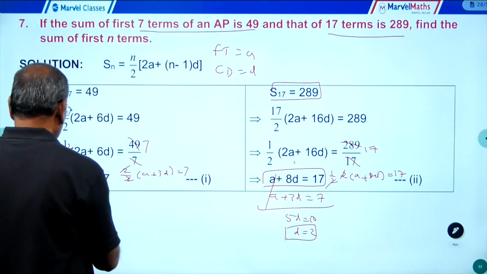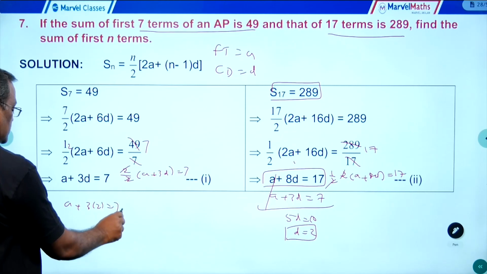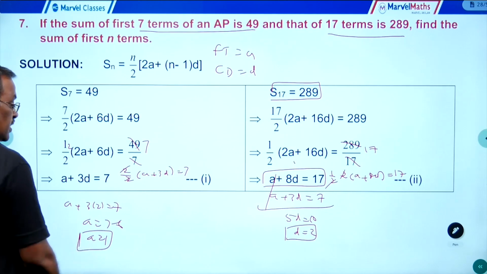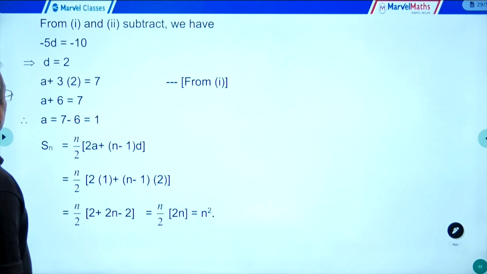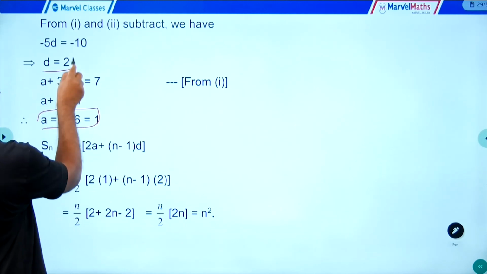When d equals 2, a plus 3 into 2 equals 7, so a equals 7 minus 6, a equals 1. So a equals 1, d equals 2. The question is for the sum of first n terms. So what is Sn? n by 2, 2a plus (n minus 1)d, with a equal to 1 and d equal to 2.